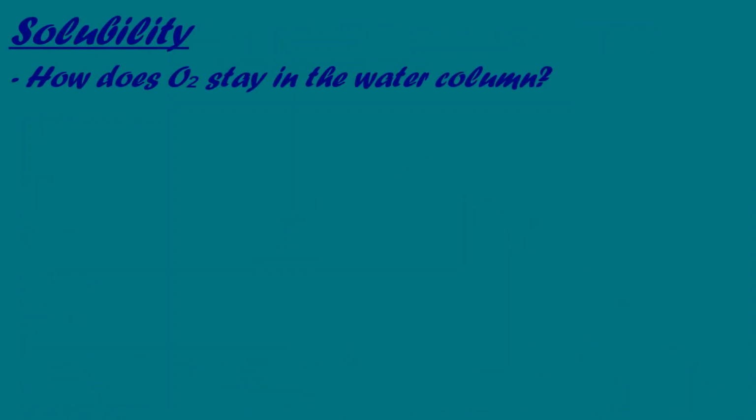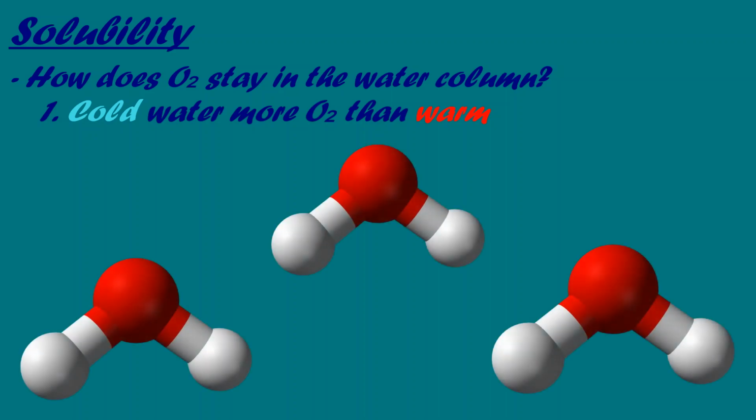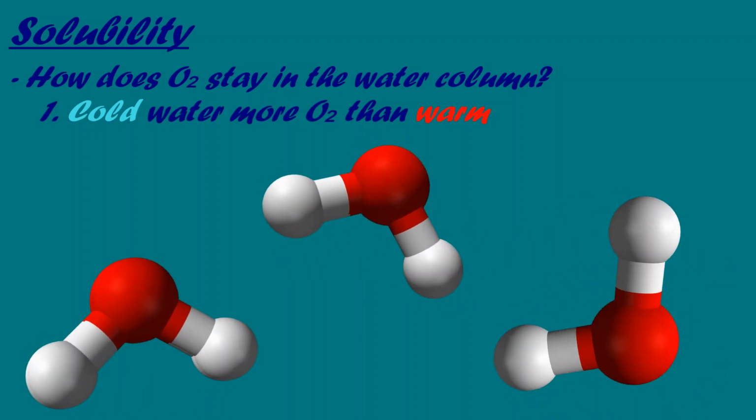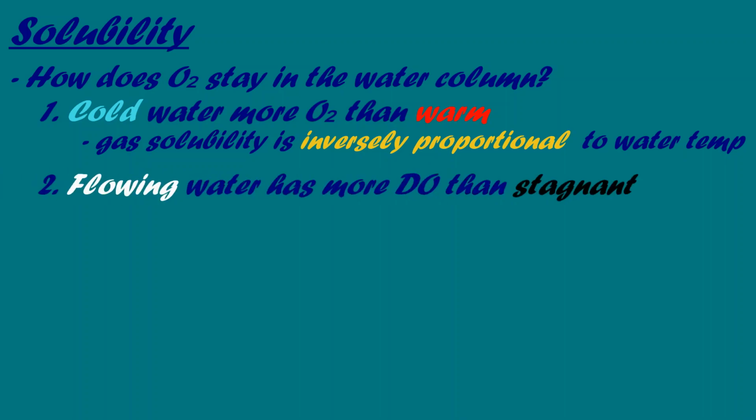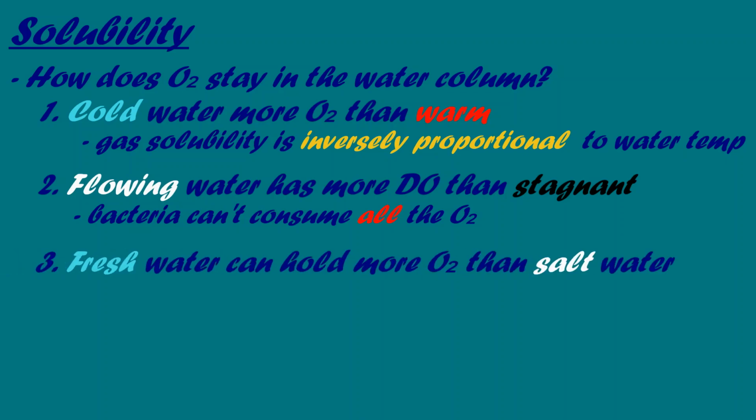Now let's talk solubility. Firstly, cold water can hold more O2 than warm water. The H2O molecules in warmer water are too agitated to keep it dissolved, and the solubility of any gas in water is inversely proportional to the water's temperature. Secondly, flowing water always has more dissolved oxygen than stagnant water. That way, the O2 can't be consumed by bacteria decomposing organic matter. And finally, fresh water has a higher O2 saturation capacity than salt water.